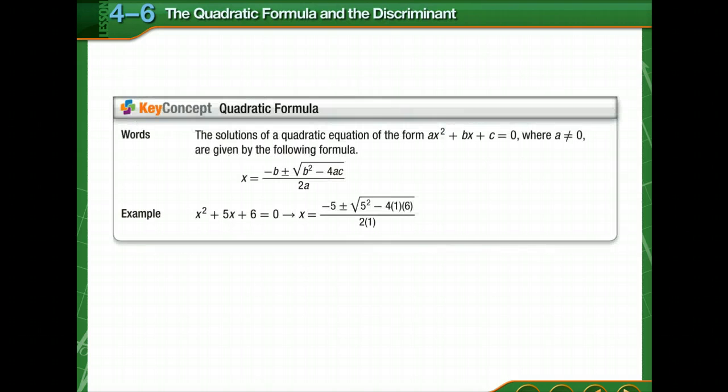Now you have found solutions of some quadratic equations by graphing, by factoring, and by using the square root property. There is also a formula that can be used to solve any quadratic equation. This formula can be derived by solving the standard form of a quadratic equation. The formula is called the quadratic formula. This you need to put to memory. x is equal to the opposite of b plus or minus the square root of b squared minus 4ac, all over 2a.